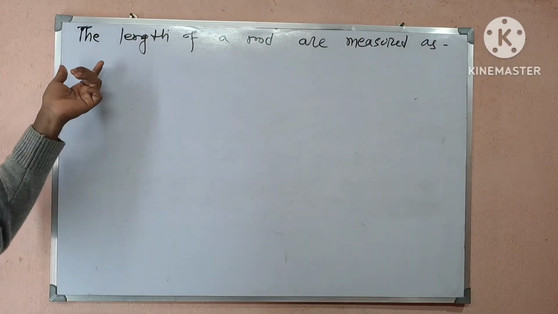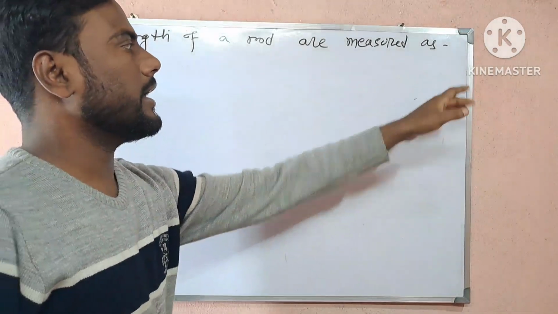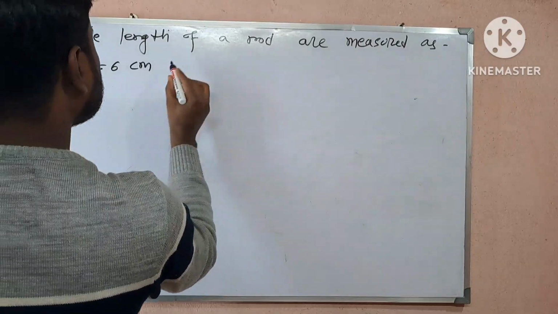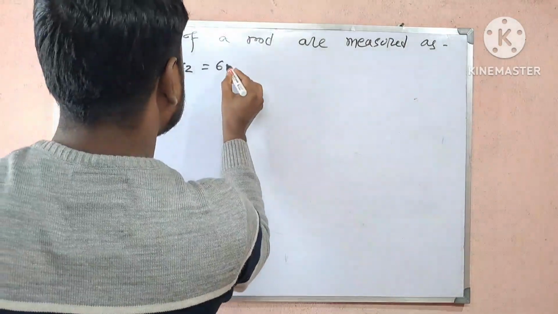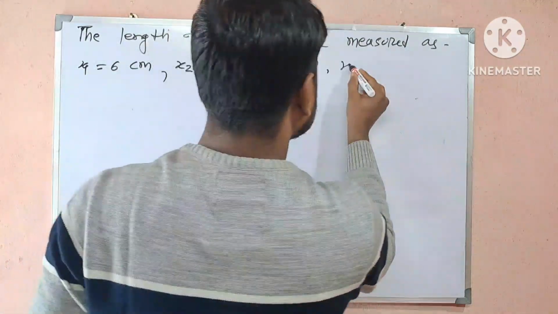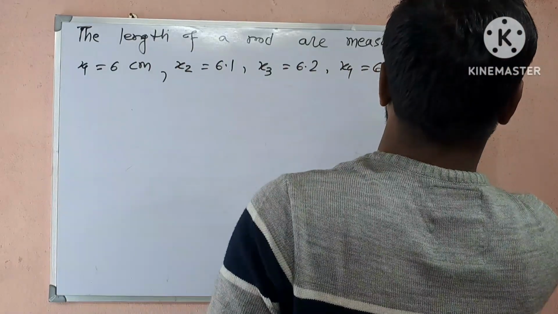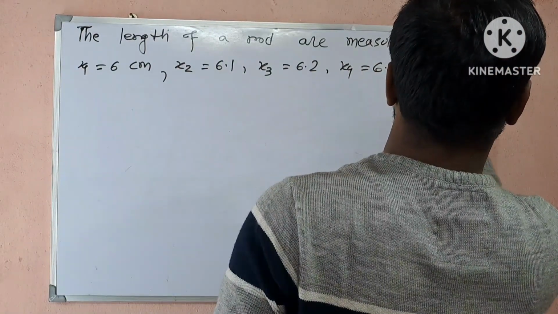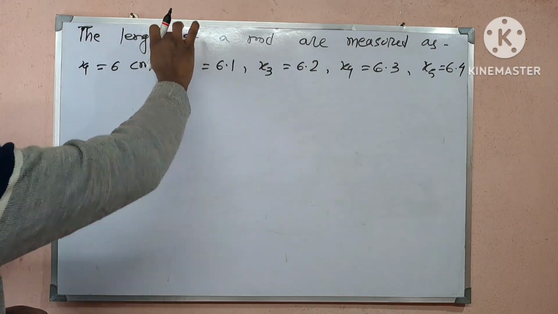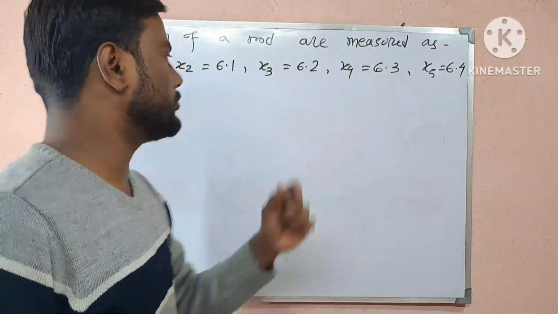Now I'll give you one practical example. Suppose the length of a rod are measured as x1 equal to 6 centimeter, x2 equal to 6.1 centimeter, x3 equal to 6.2 centimeter, x4 equal to 6.3 centimeter, and x5 equal to 6.4 centimeter. So what will be the actual length of the rod? To find the actual length of the rod, we have to take the average of all those readings.